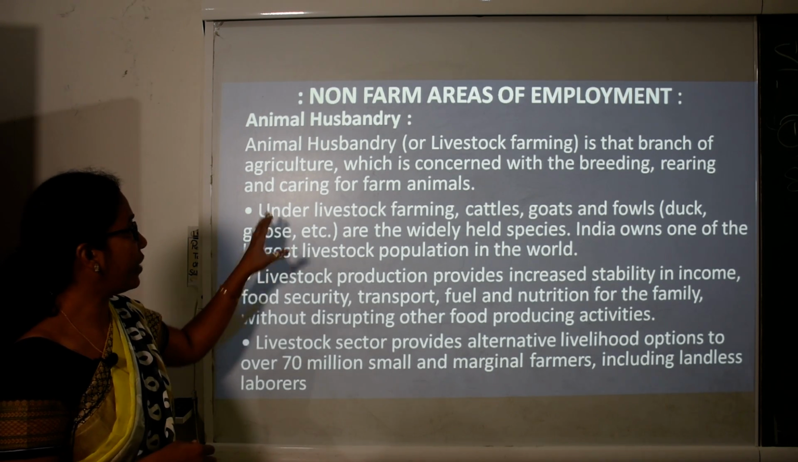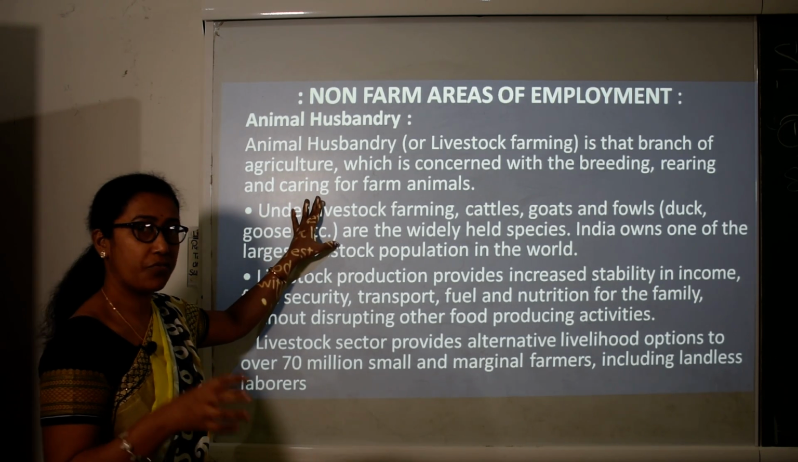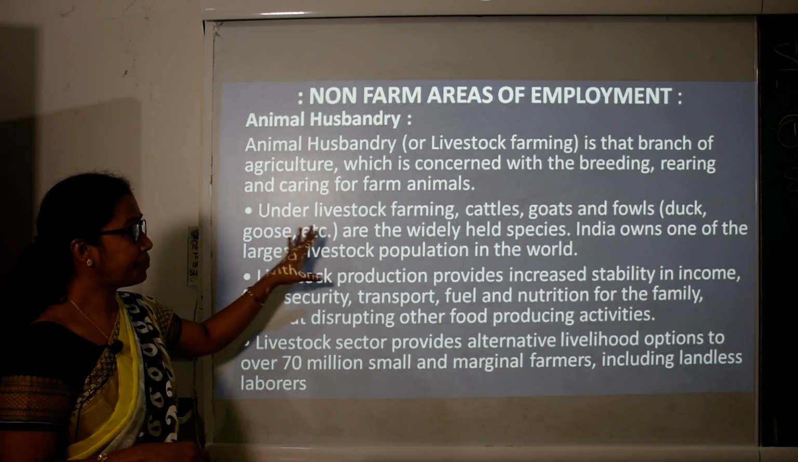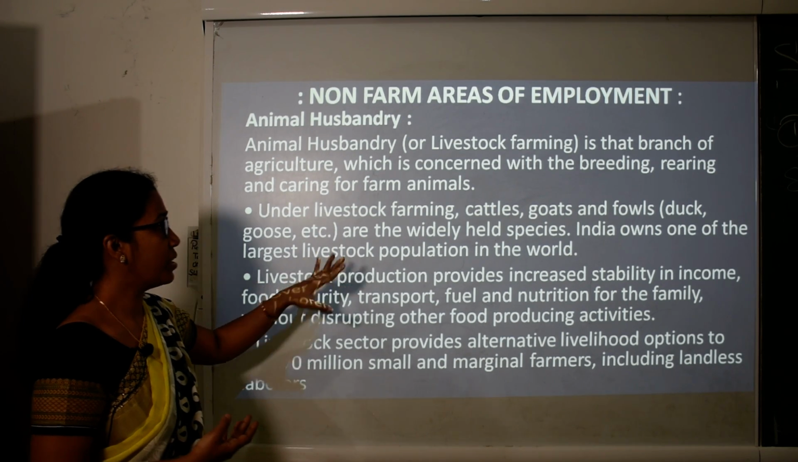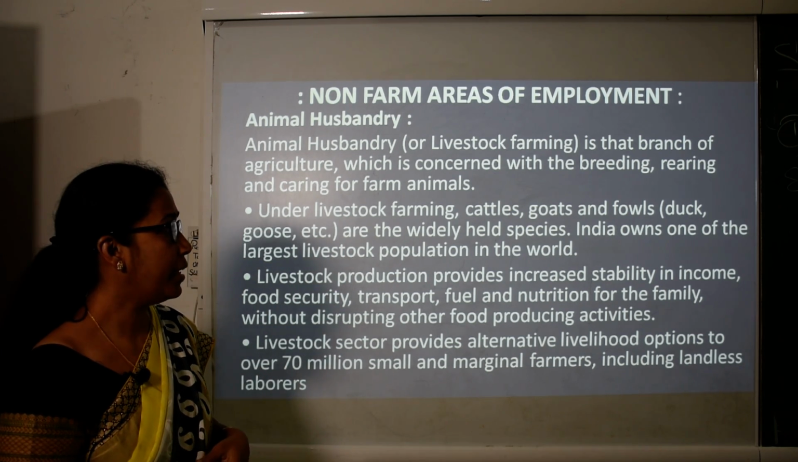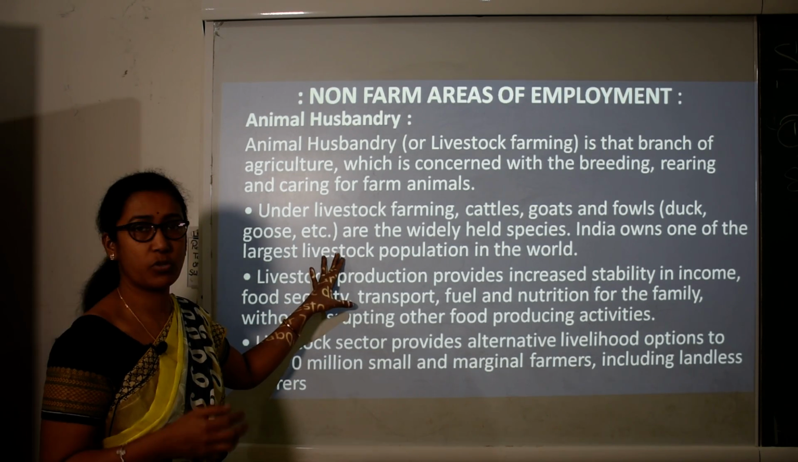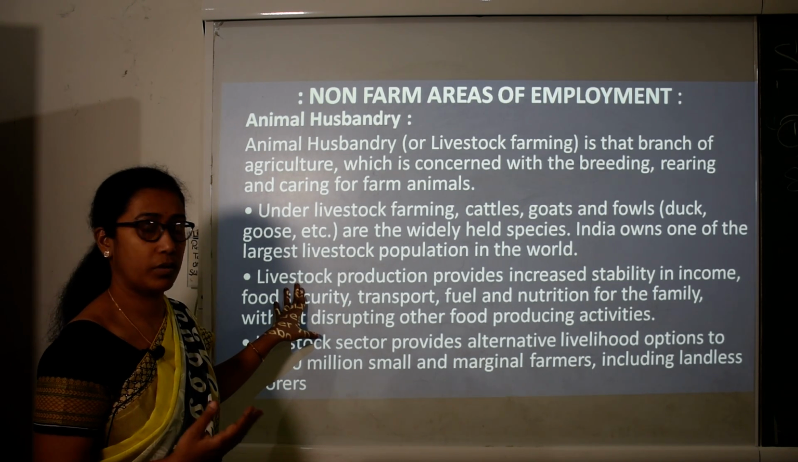It is that branch of agriculture which is concerned with breeding, rearing and caring for farm animals or domestic animals, under which livestock animals can be cattle, goats, and fowls, that is duck and goose are the widely held species. India owns one of the largest livestock populations in the whole world, so we can utilize this livestock productively.